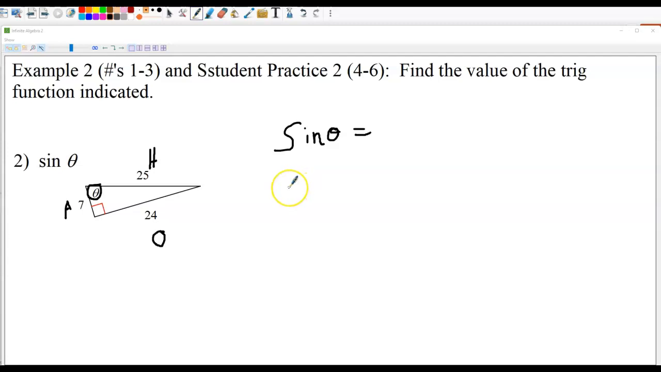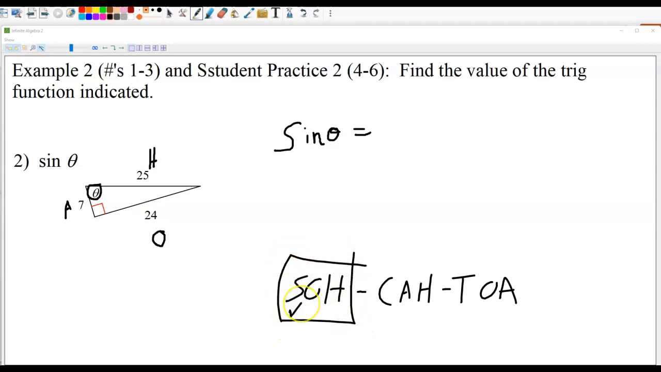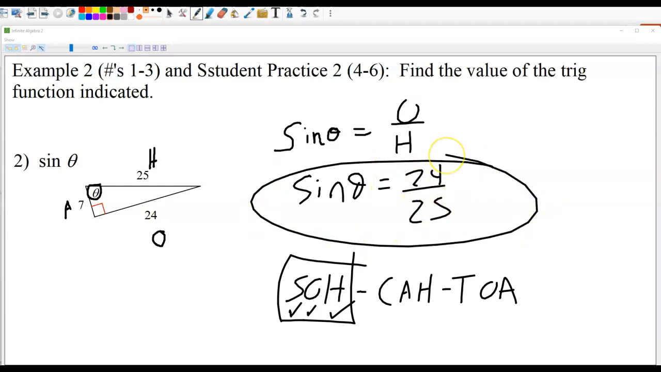Now, if you need to look back at your notes, that's fine, but this is one of the basic ones. SOH, CAH, TOA. So hopefully you don't need to look at your notes for these after a while. You're going to recognize, oh, this is sine, so it's S, and that's O over H, opposite over hypotenuse. So therefore, sine of theta would be 24 over 25. And there's our final answer for that one.